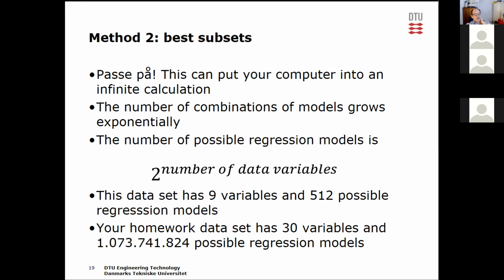So the number of possible regression models, combinations of a regression model, is 2 to the number of variables. The highway data set we're using right now has 9 variables, so there are 512 possible regression models.